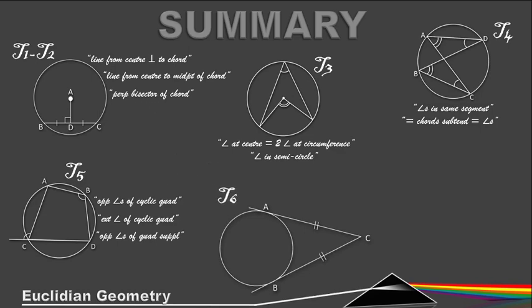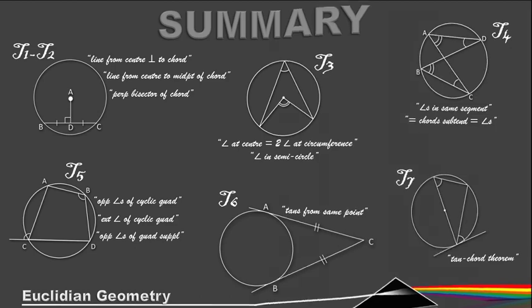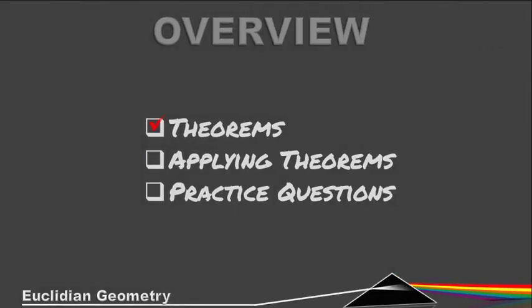And then theorem 6, here we have that the two tangents drawn from a point will be equal in length, and the reason is tans from same point. And then theorem 7, we have the tan chord theorem, where the angle between a tangent and a chord is equal to the angle subtended by that chord. And that was all the theorems. So next we're going to look at how to apply the theorems.